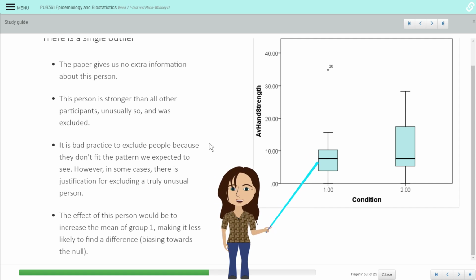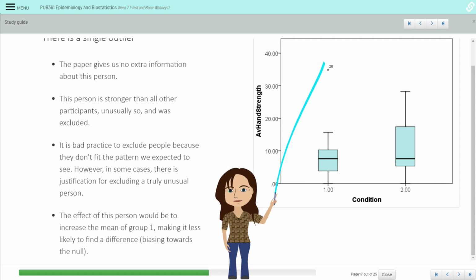It's possible that in this case, this person will be dragging the mean upwards slightly. So you'd normally expect the mean to be roughly in the middle. This line is actually the median, not the mean. We might expect the mean is somewhere around here, but the effect of the outlier will actually pull the mean up, and maybe it would pull it up quite a bit.